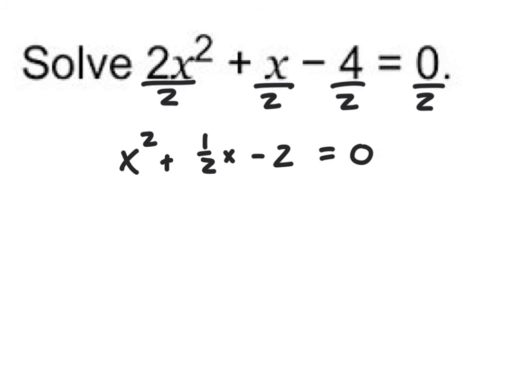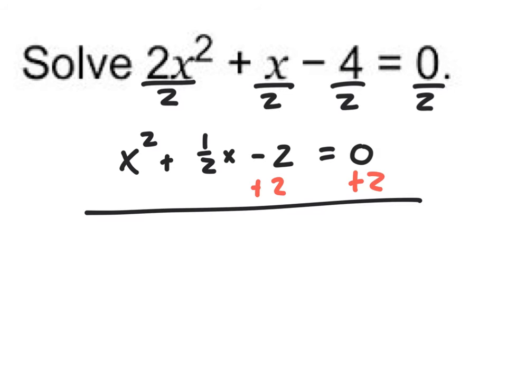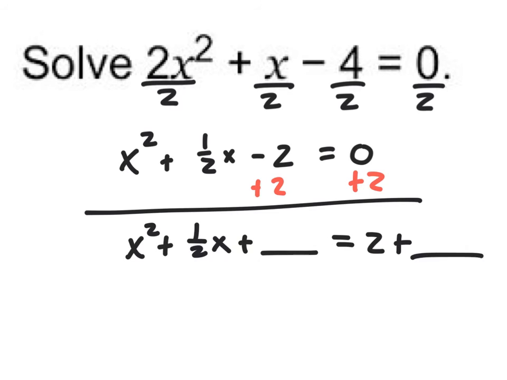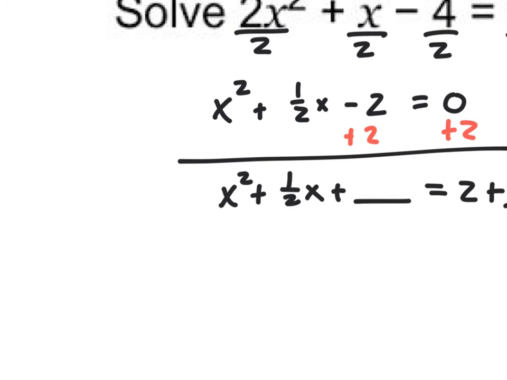I'm going to add my 2 to both sides, and so my next step in my equation is going to be x squared plus 1/2 x plus blank is equal to 2 plus blank. So the question is, what's going to go in this blank? Remember, I'm going to take 1/2, my middle term. I could divide this by 2, but let's just multiply by 1/2. That means the same thing.